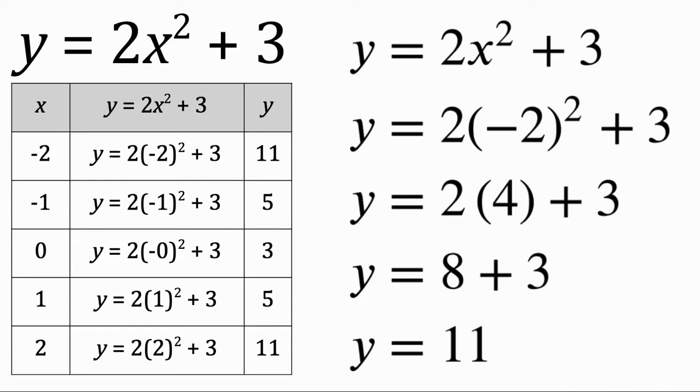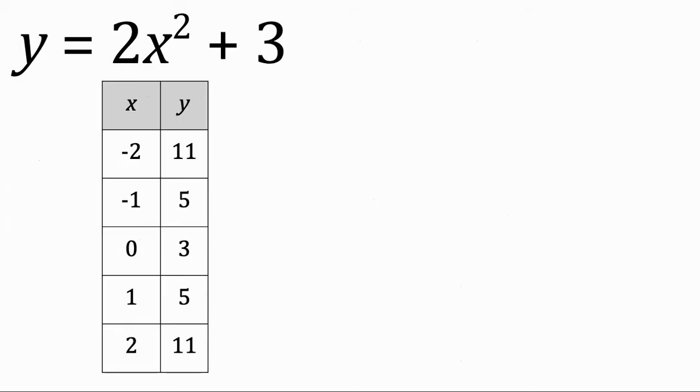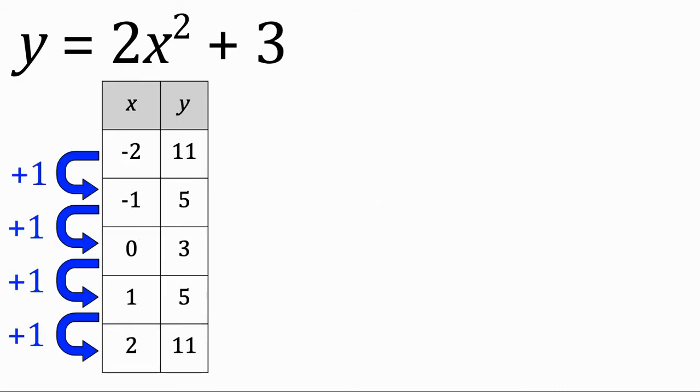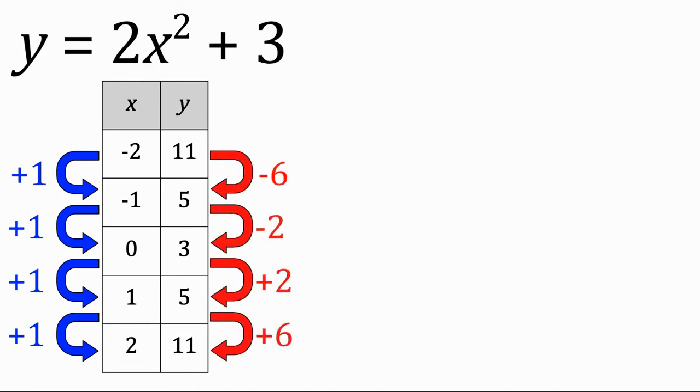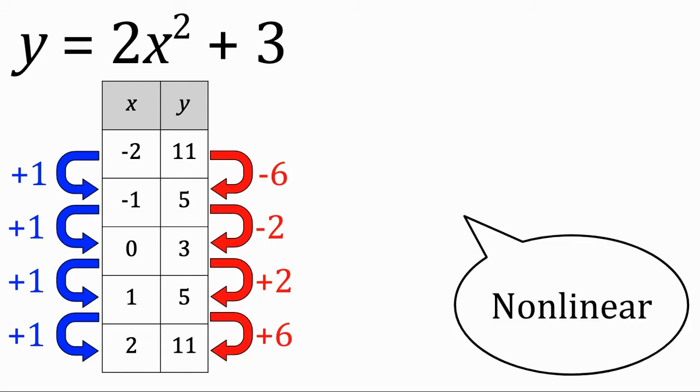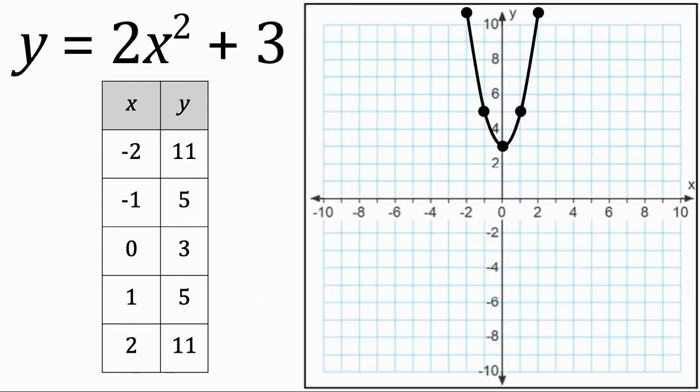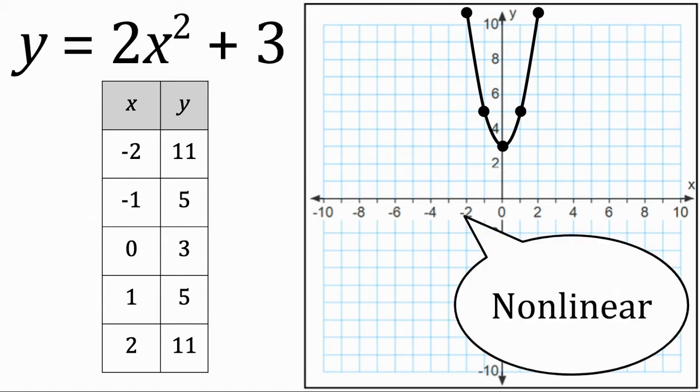Once we've filled out the table of values, you'll notice that while the x values all go up by 1, the y values go up and down by different amounts, so it's not constant and therefore non-linear. Take a look at its graph. Is that a straight line? No, then this graph is non-linear.